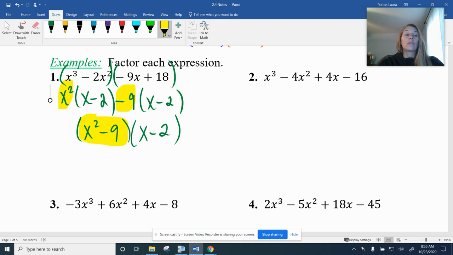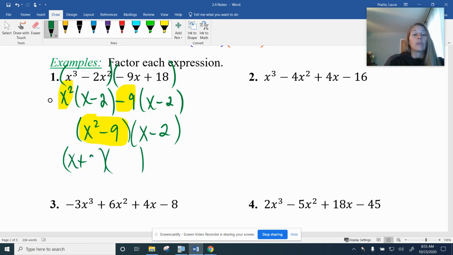And so the higher degree the polynomial, the more opportunity there is that you're going to have to do extra steps of factoring. Now, x squared minus 9 is, hopefully you can recognize that as a difference of two perfect squares. So this would factor into x plus 3 and x minus 3. And then we still have that third factor of x minus 2.